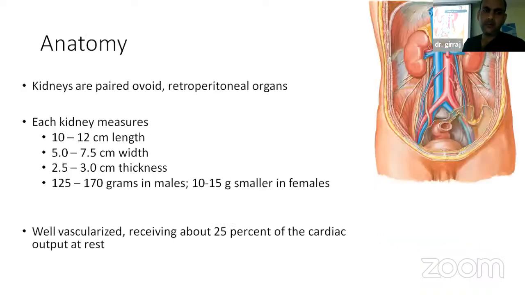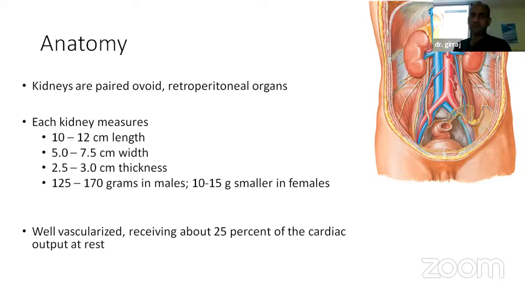Anatomy of the kidney. Kidneys are paired, ovoid or bean-shaped retroperitoneal organs situated in the paravertebral region. Each kidney measures 10 to 12 centimeters in length, 5 to 7.5 centimeters in width, and 2.5 to 3 centimeters in thickness. The weight of the kidney is 125 to 170 grams, and 10 to 15 grams smaller in females. It is well vascularized, receiving 25% of the cardiac output.